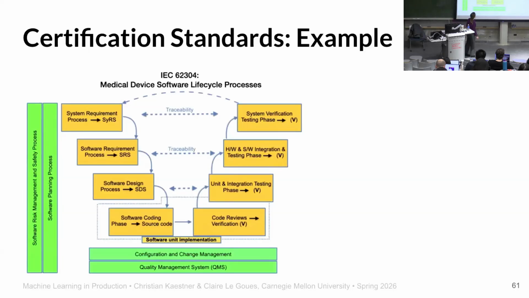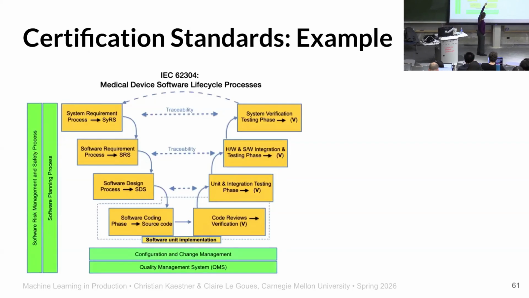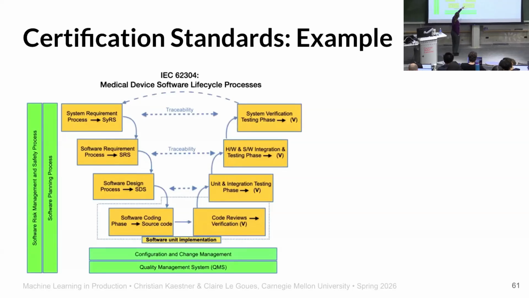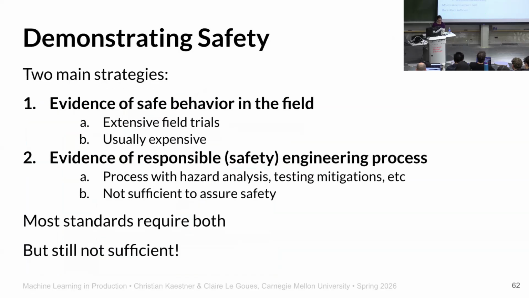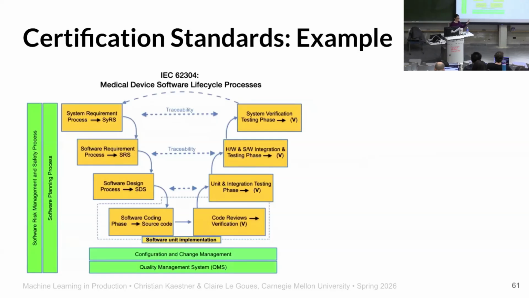So this is from IEC 62304, medical device software lifecycle processes. There are things like, we need to have a system requirements process that produces a document. There needs to be traceability between that and the system verification testing phase, right? There's unit implementation, verification, and testing. There's a software design process. All these things that require a quality management system, these all require lots and lots of Word documents and different kinds of management processes. And that's why my insulin pump is the way it is. So I'm glad these exist.